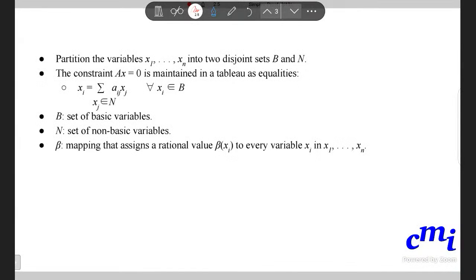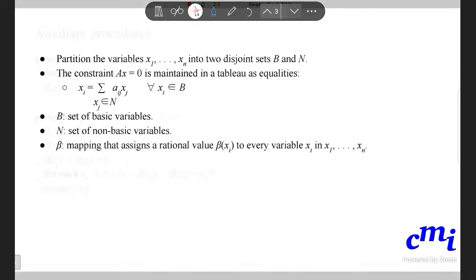So B is the set of basic variables, N is the set of non-basic variables. The constraint AX equal to 0 can be maintained as a tableau, where Aij are the matrix values. Now, beta is a mapping that assigns a rational value to every variable. This is the assignment that we want to find, which satisfies all the constraints, so that we find a solution, or we say that it's unsatisfiable.